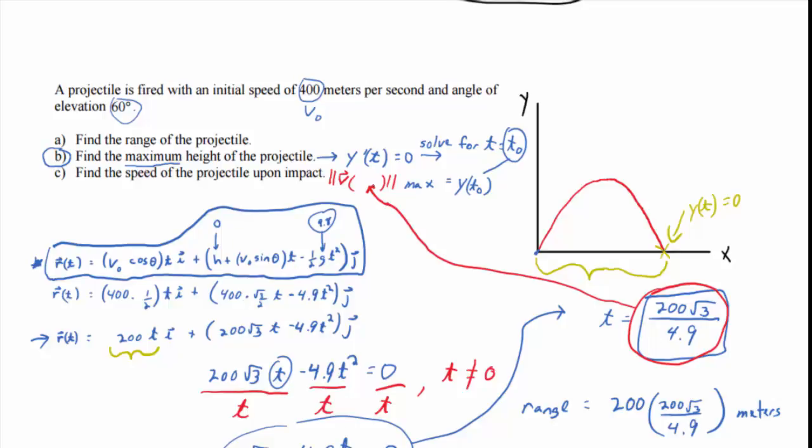But you have to find, remember what v of t is, it's r prime. So you have to take the derivative of this guy, and then you could either plug in the t value right after you take the derivative, or take the magnitude and then plug in the particular t value. It doesn't really matter, whatever is easier. And then that will give you the speed upon impact.